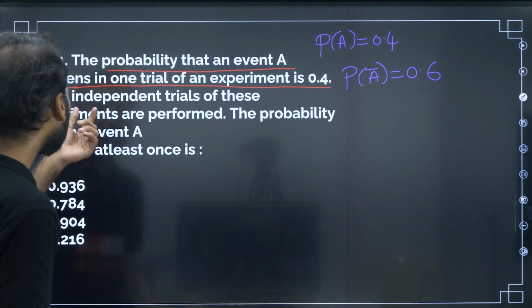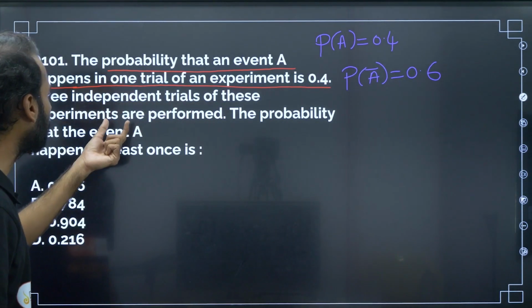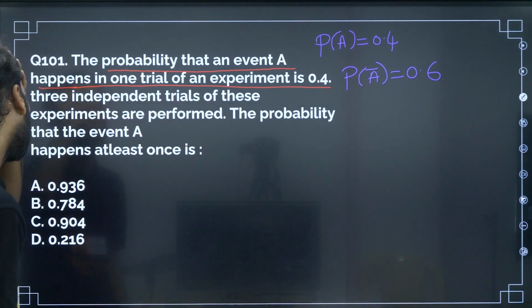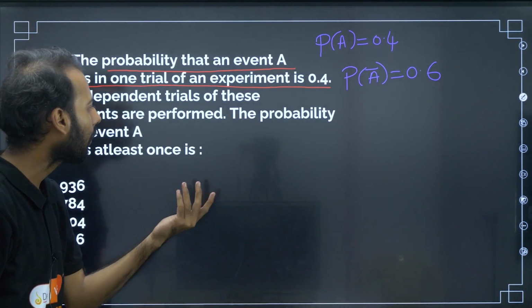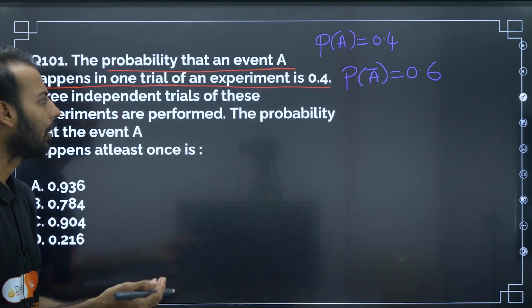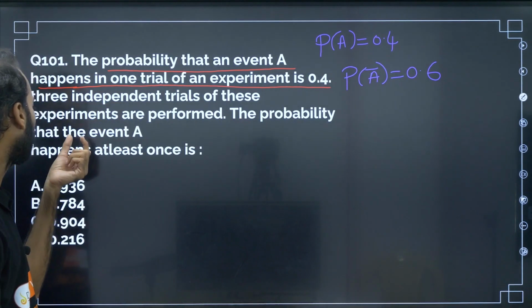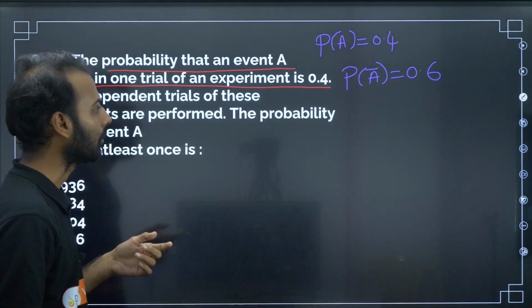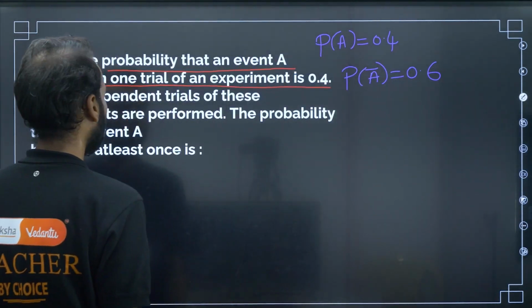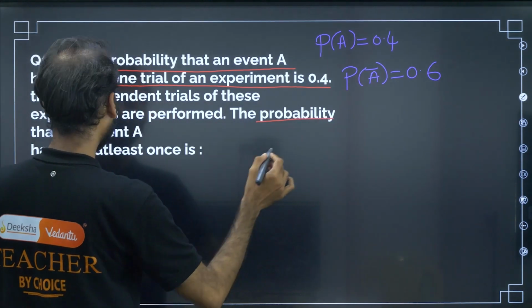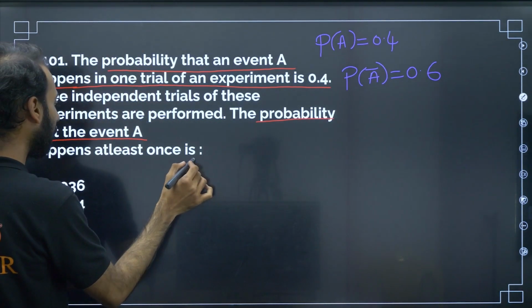0.6. Next, 3 independent trials of this experiment are performed. Okay, 3 independent trials, they are performed, the same experiment. Next, the probability that the event A happens at least once. So what are they asking here? They are interested in the probability that event A happens at least once.